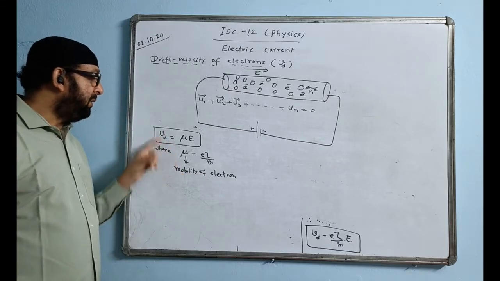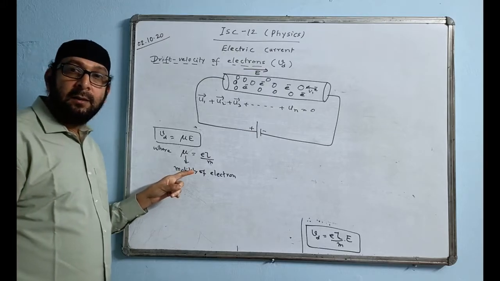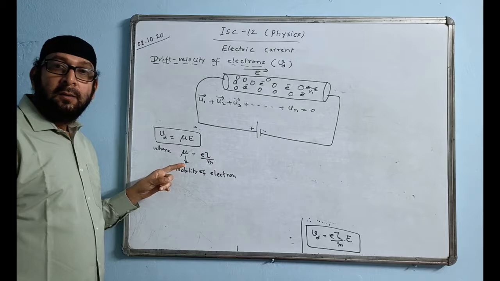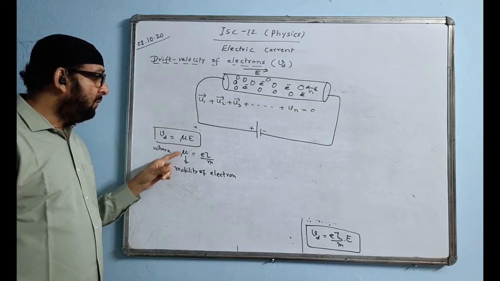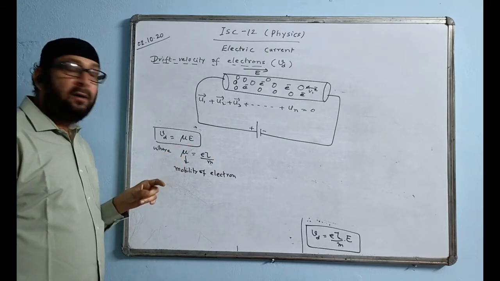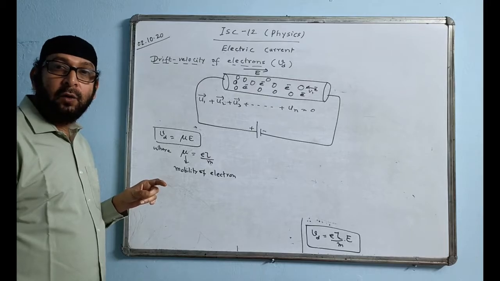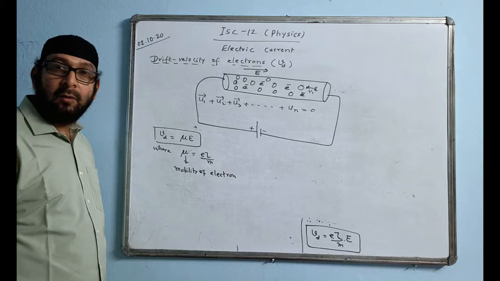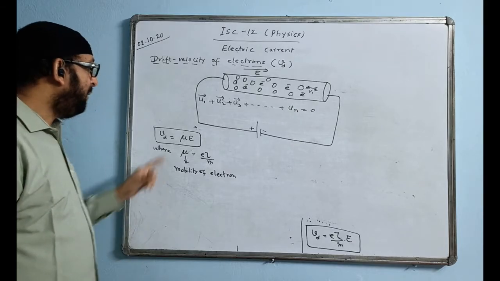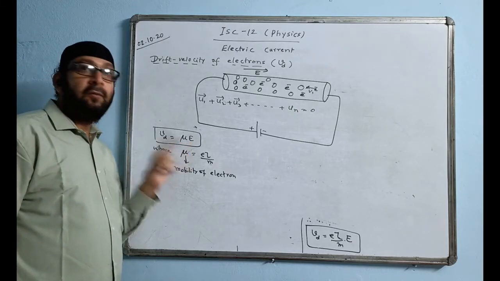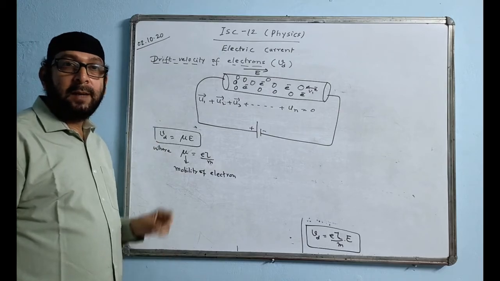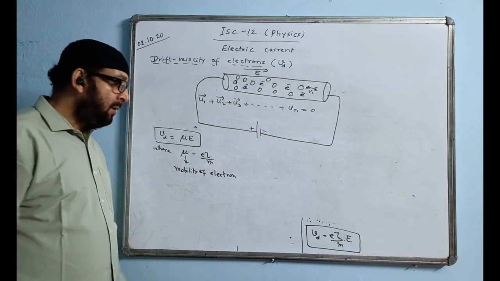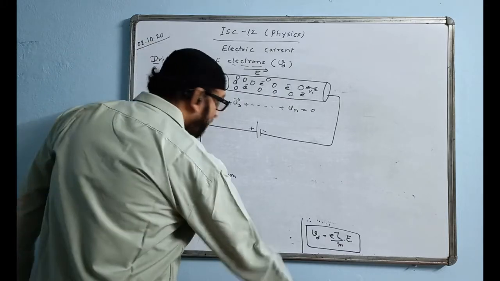It is the drift velocity acquired by electrons when an electric field of 1 volt per meter is applied on it. The value here is 1 volt per meter or 1 Newton per coulomb. When the electric field of 1 volt per meter is applied on it, that is the definition of mobility of electrons. Okay. Now give the next heading.